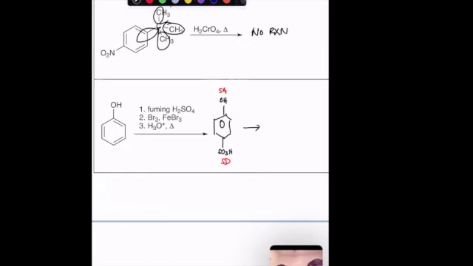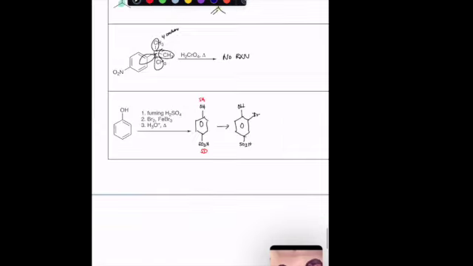So the next step, we have H3O plus and heat. What does that do? That's going to get rid of our SO3H, which you have to know. Know that if you see H2SO4 in your reactions, doesn't matter how far down that H3O plus with heat is, it's going to get rid of that SO3H as well.